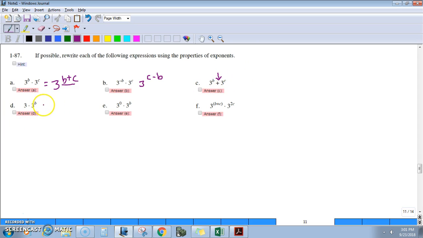But here we're multiplying again, so this is going to be 3 to the b plus 1. 3 to the 0 is just 1. 1 times anything, this is just going to be 3 to the b. This is going to be 3 to the 2c plus b plus c, which is equal to 3 to the 3c plus b, because there's actually 3 c's. Cool. All right. Let's see what's next.